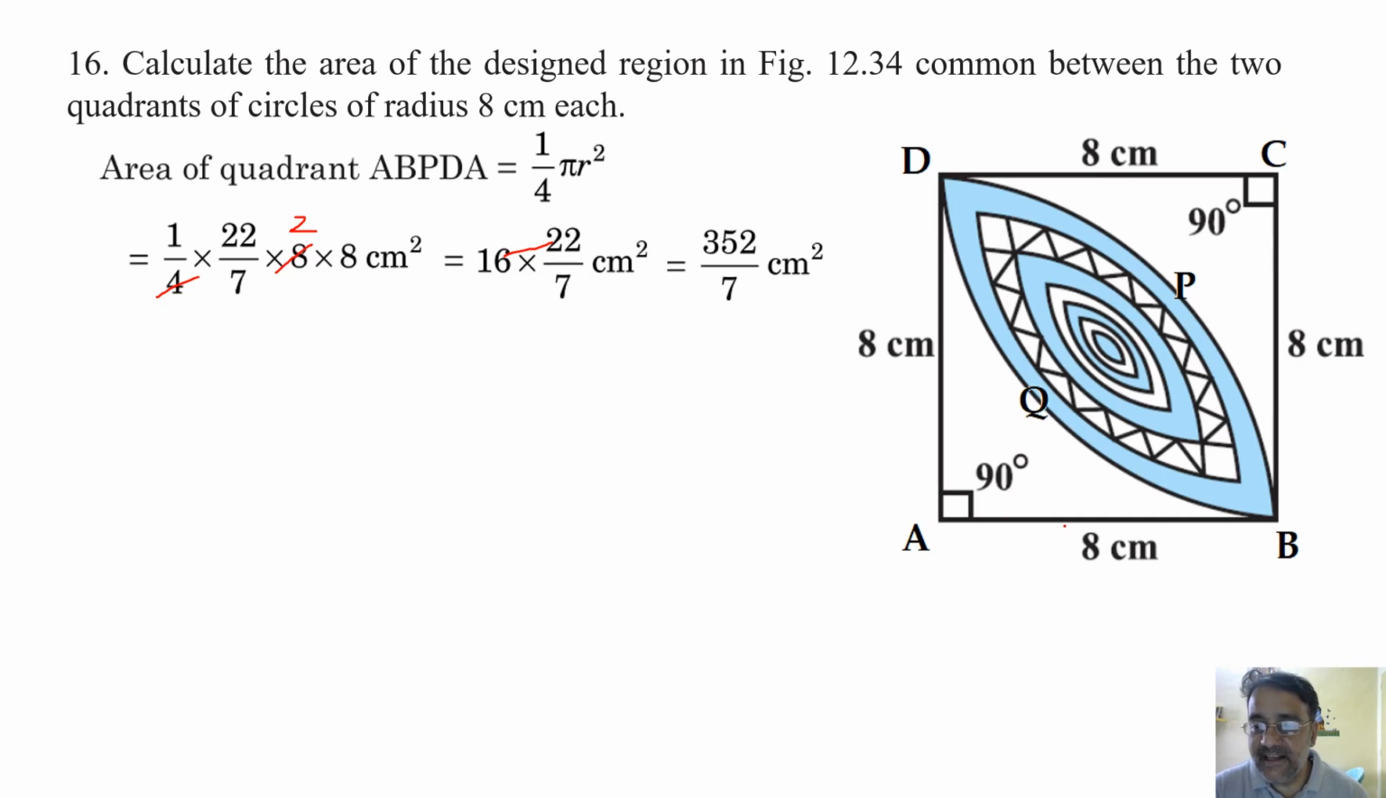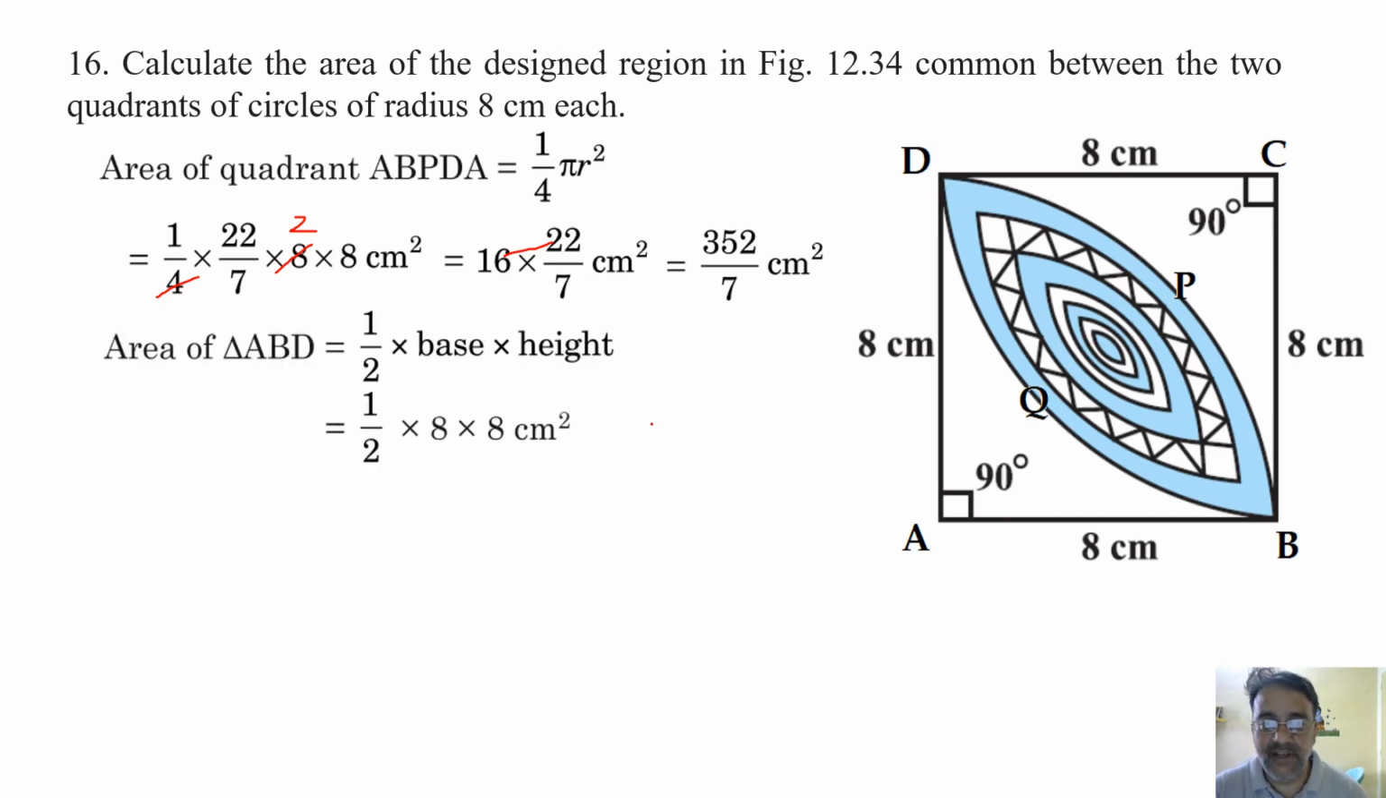Now area of triangle ABD. So we'll join these two. We will join this one. Look, half into base into height, so we'll get 32 centimeter square. Now on this side, if we subtract this triangle from the quadrant, we'll get this area. Right? And the other side will also be the same, similar, same value. So we can multiply with 2.